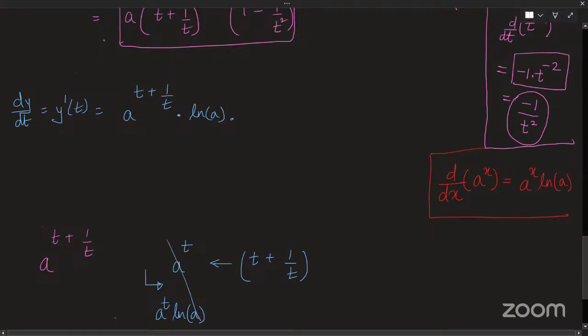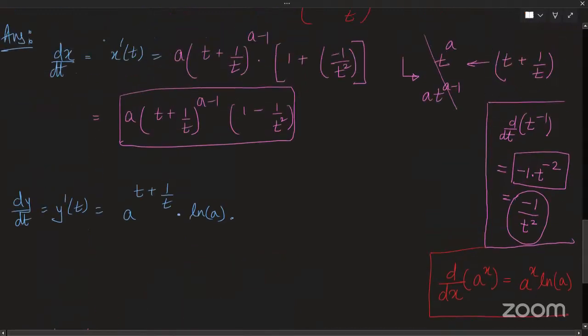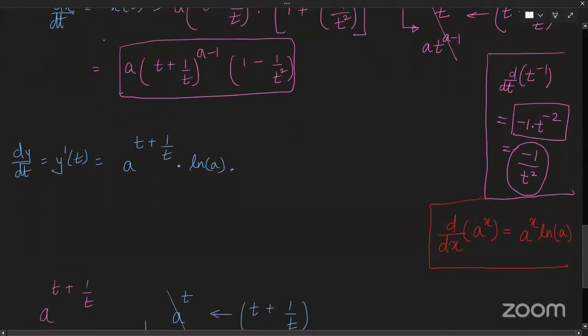I moved inside. I met t plus 1 by t. What is the derivative of t plus 1 by t? We have just calculated it. The derivative of t plus 1 by t is 1 minus 1 by t square, right? Yes, sir.